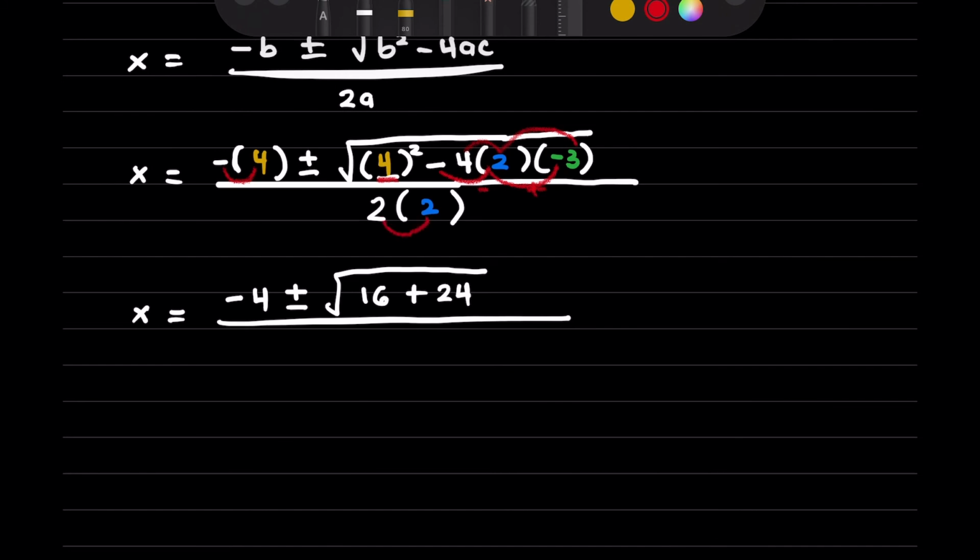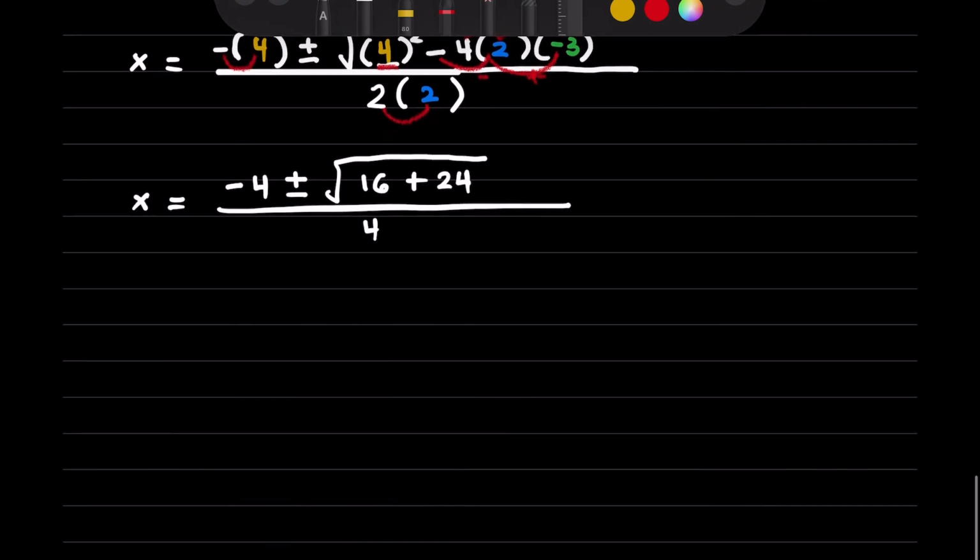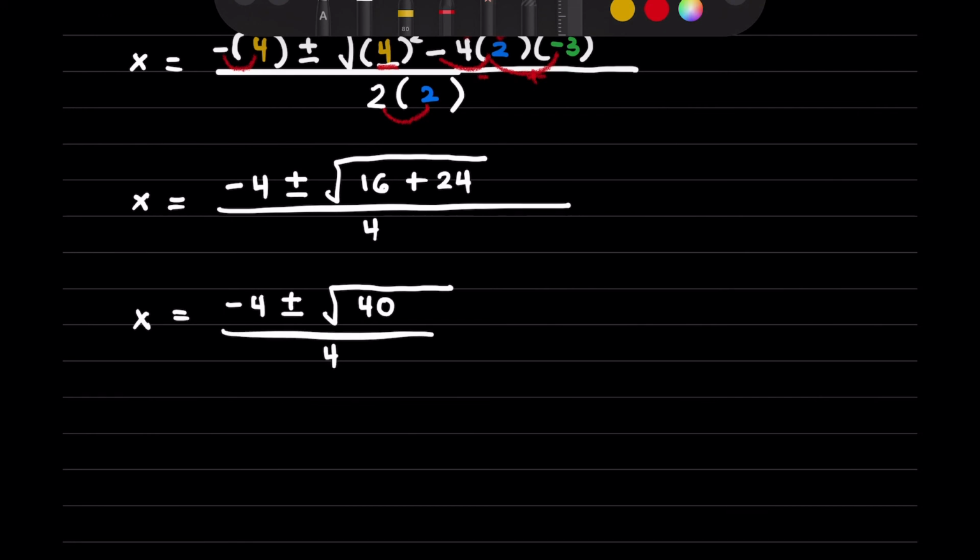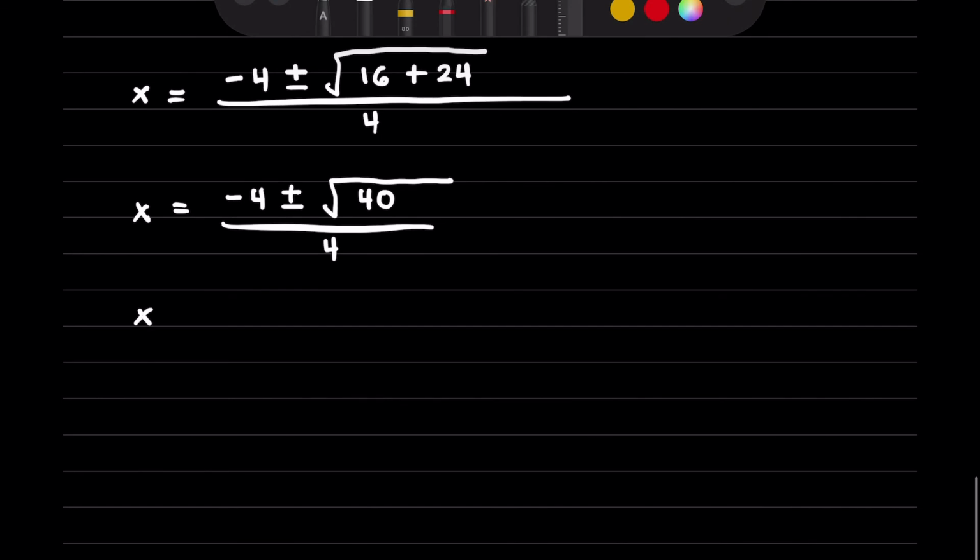Next, 2 times 2, that's 4. Next, x equals to negative 4 plus minus, what is 16 plus 24? So that is 40, right? 6 plus 4, 10. So that's 40 all over 4. Next, x equals negative 4 plus minus. So dito, yung 40 natin, it's not a perfect square.